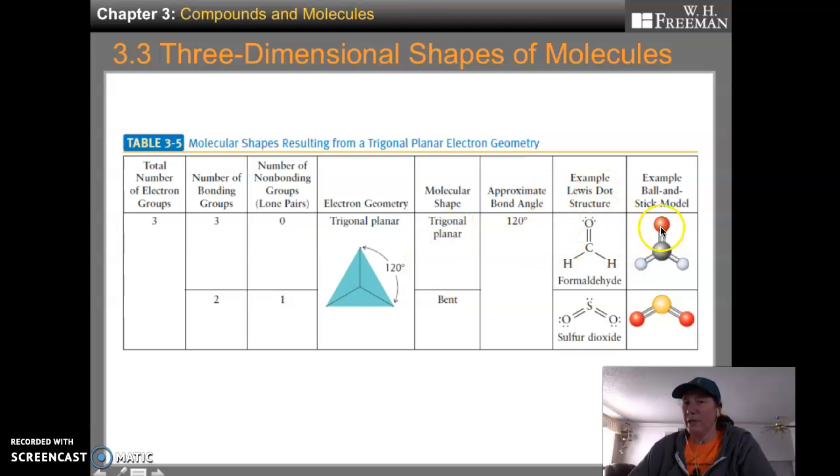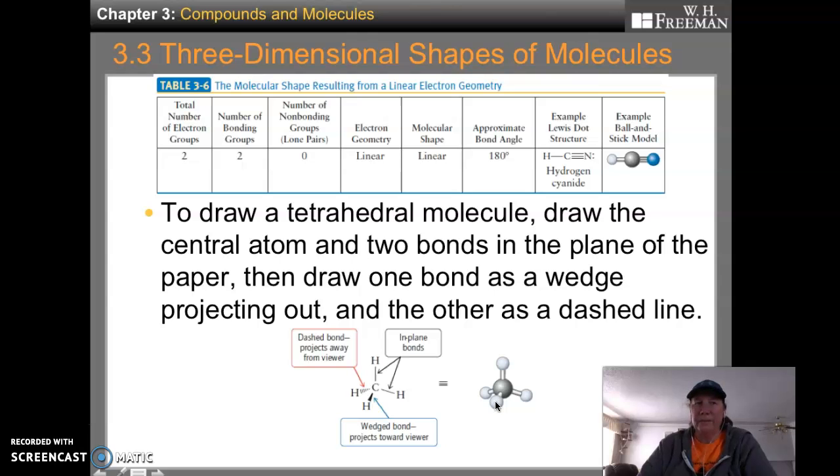So here's trigonal planar, with no lone pairs. And then when you throw in 1 lone pair, you get that bent shape like you did with the other one, okay? And if you have 2 bonded and 2 lone pairs, then you're going to get different shapes as well. Here's one where there's 4 bonded to the central atom, that's tetrahedral.